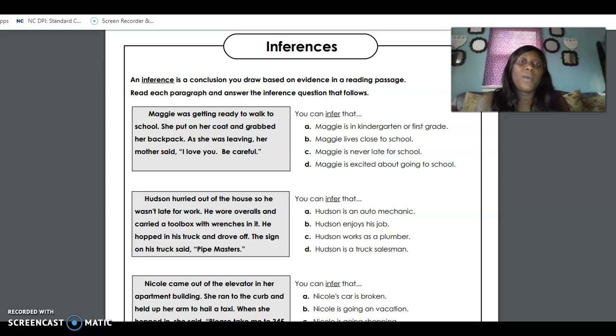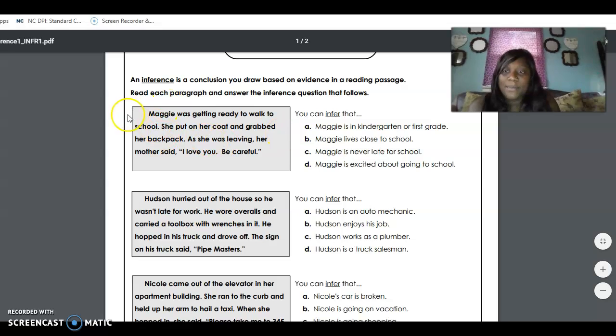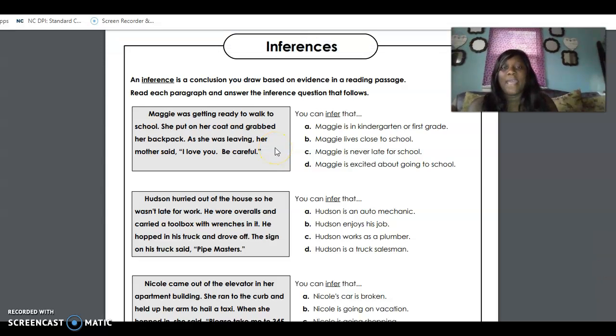What do you think about that question? Because if you live far away from the school, would your parents want you walking? No, I did not think so. So we are now going to move on to C. Maggie is never late for school. So when I look back in the paragraph, I am not seeing anything that talks about her being late for school, early for school, any of that.